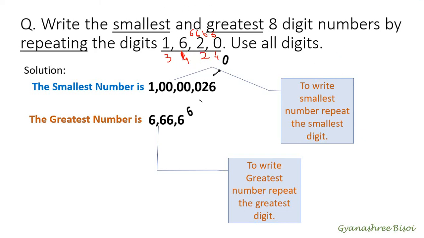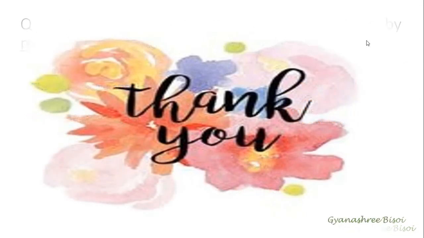Let's write 6 five times. Then 2, 1, 0. And put commas according to periods. I hope this is clear to you all. Do practice. Thank you.